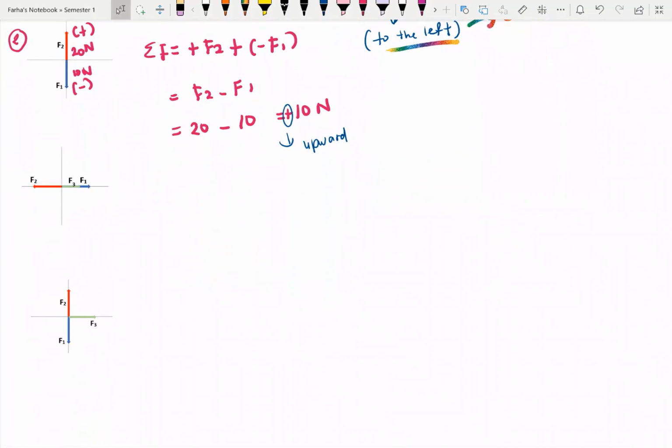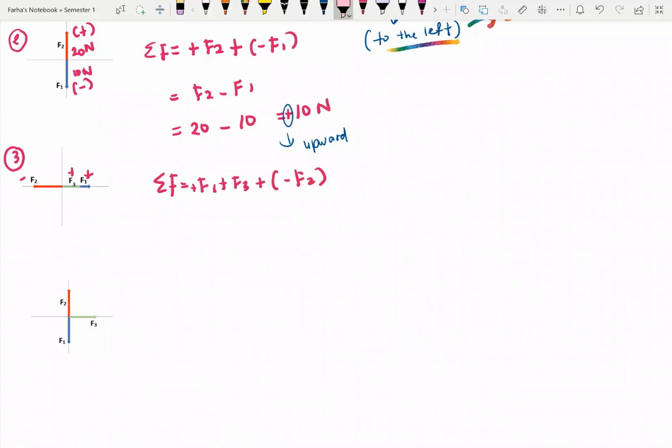So example yang ketiga ni kalau kita lihat, okay, so dia involve juga one dimension. Okay, tetapi dia melibatkan 3 vektor. Okay, so sama juga. Okay, even though dia ada 5 vektor, 6, 10 ataupun lebih daripada itu, kita akan menggunakan method yang sama, iaitu the sum of F equals to, kita nampak F1 to the right, F3 to the right, F2 to the left. So F1 plus F3 plus and minus F2.